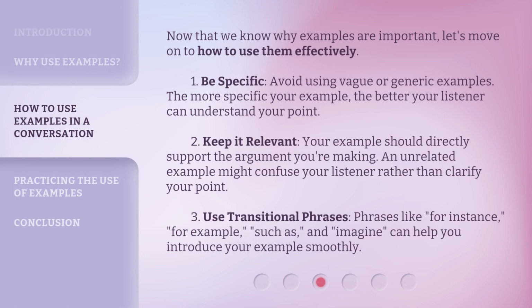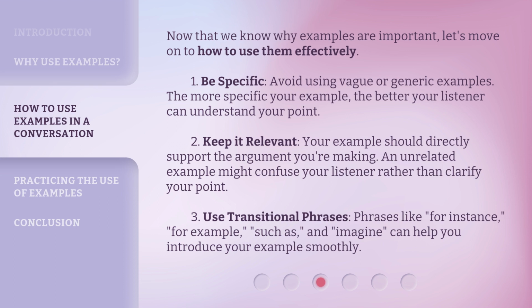Now that we know why examples are important, let's move on to how to use them effectively. 1. Be specific. Avoid using vague or generic examples. The more specific your example, the better your listener can understand your point. 2. Keep it relevant. Your example should directly support the argument you're making. An unrelated example might confuse your listener rather than clarify your point.